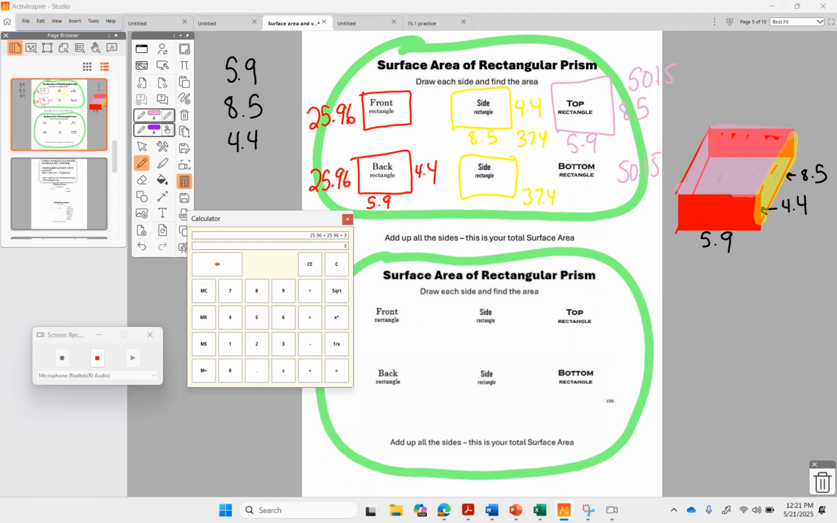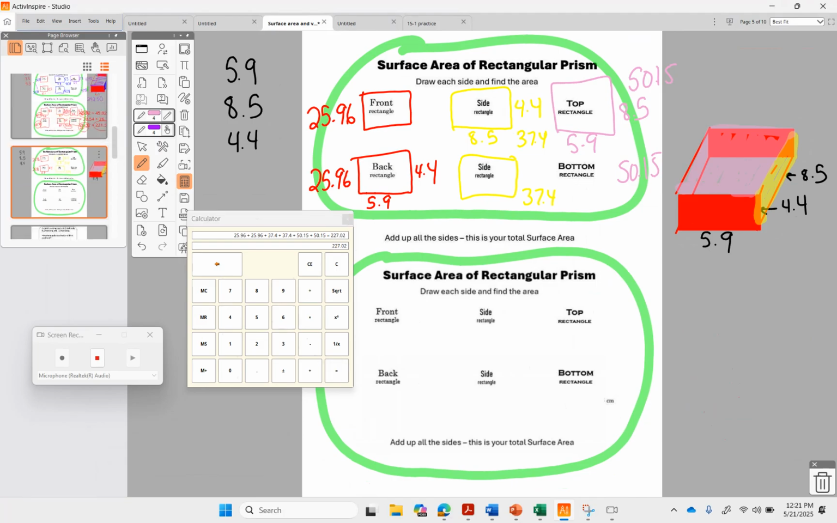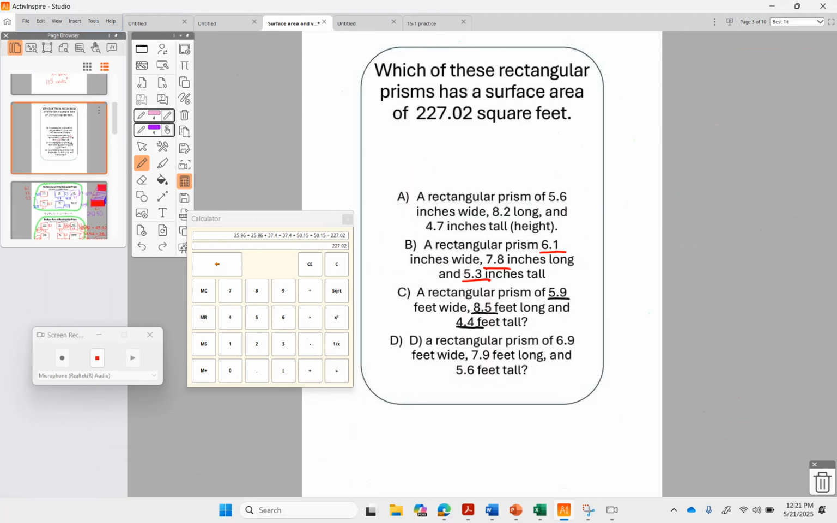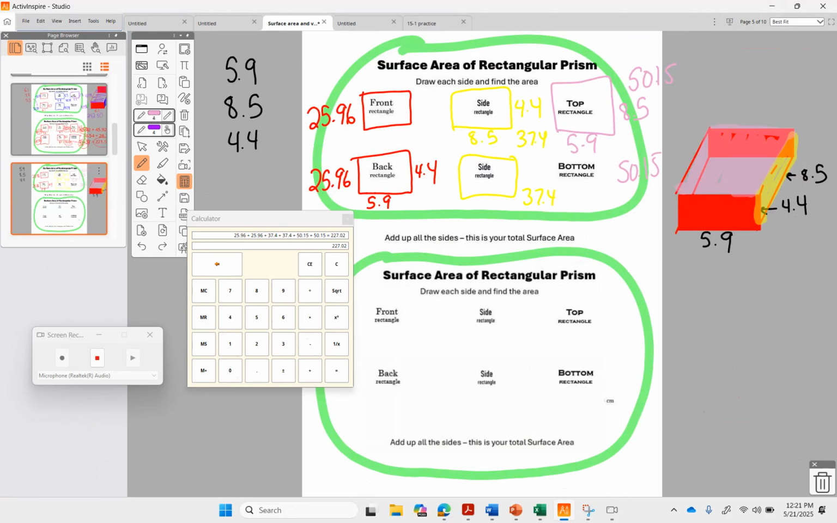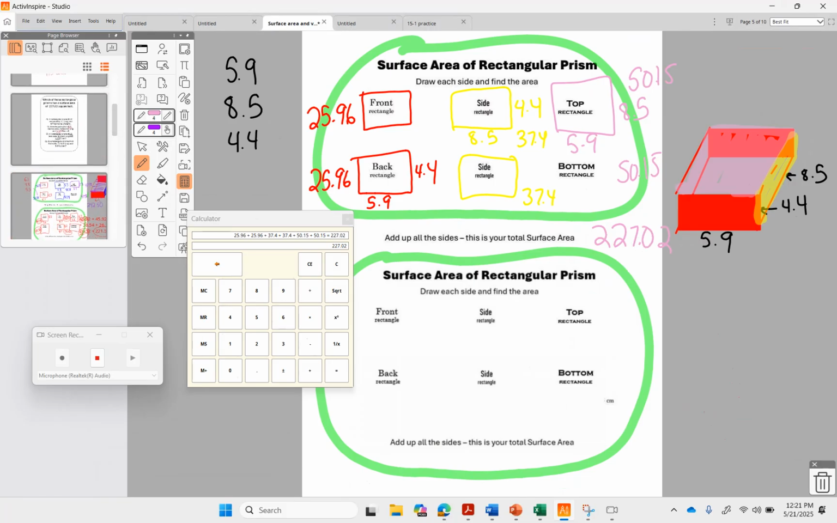37.4, 50.15 equals 227.02, and that is what I was trying to find. So I had to do 3 problems to get the answer, but I did get that these all add up to 227.02. And so the answer is C.